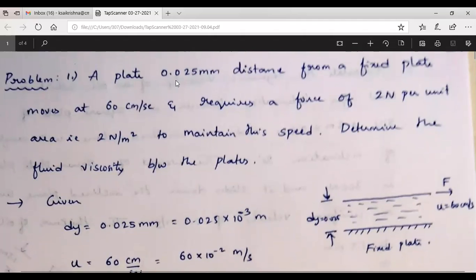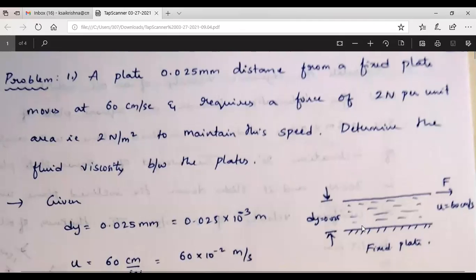A plate 0.025 mm distance from a fixed plate moves at 60 centimeter per second and requires a force of 2 Newton per unit area to maintain this speed. That is 2 Newton per meter square. Determine the fluid viscosity between these two plates.